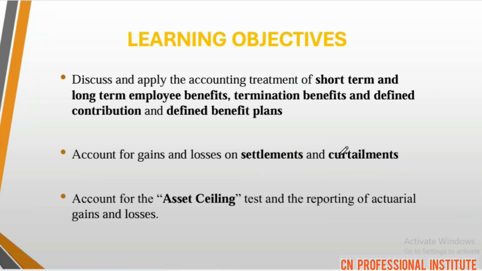At the end of this lesson, one, you should be able to discuss and apply the accounting treatment of short-term and long-term employee benefits, termination benefits, defined contribution, and defined benefit plans. You should be able to define the following and look at their treatments. We should also be able to define what we call settlement and curtailment. We also have something we call plan amendment. So we should be able to define settlement, amendment, curtailment, and account for them.